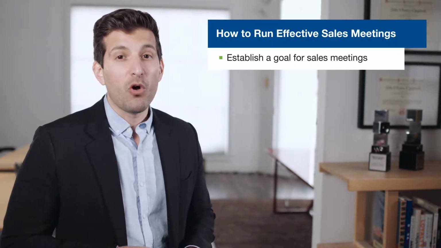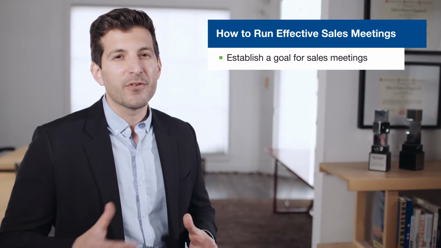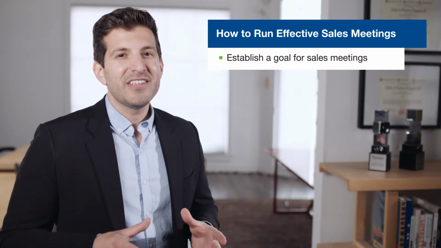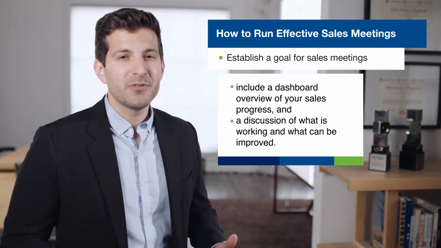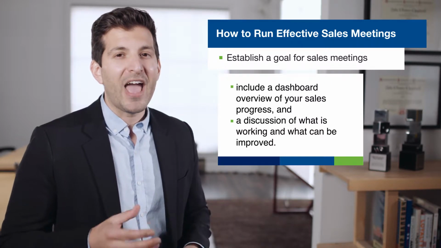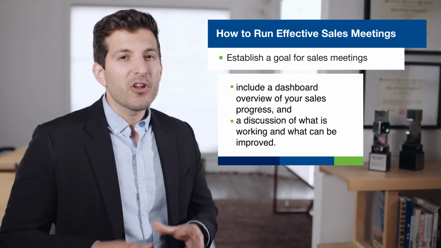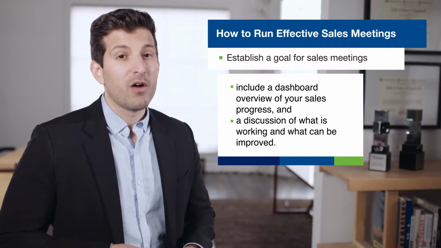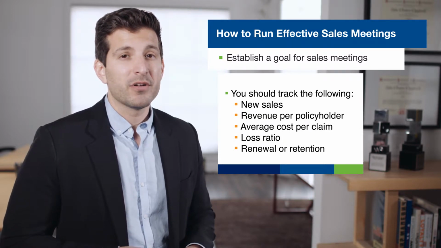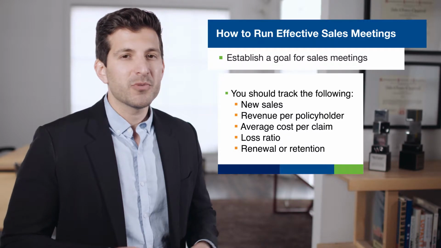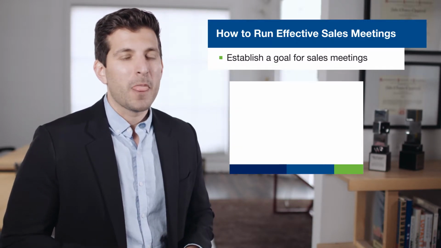First, establish a goal for sales meetings. This will look different at different agencies, but in general, your meetings should include, at the very least, 1, a dashboard overview of your sales progress, and 2, a discussion of what is working and what can be improved. For your dashboard, there are many metrics you can track, and some will be more helpful than others. In general, it makes sense to look at new sales, revenue per policyholder, average cost per claim, loss ratio, and renewal or retention. You can use your agency management system to produce these reports, or, for any scrappy agencies, tracking these numbers in Excel will work just fine.